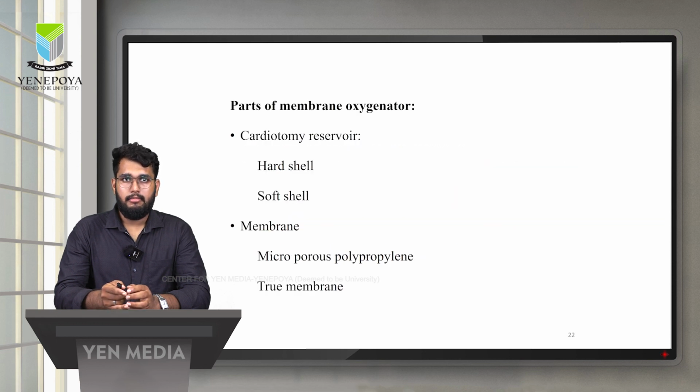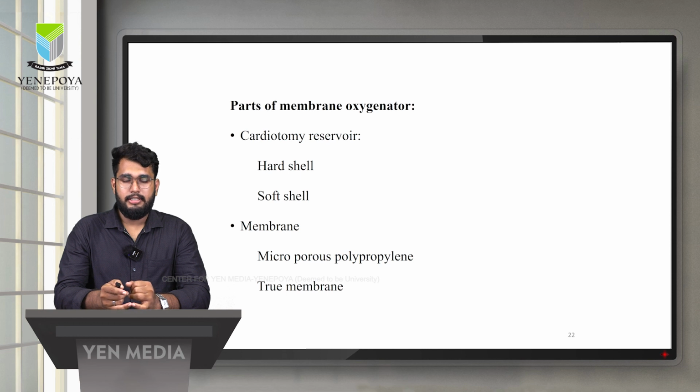So these membrane oxygenators have two main parts. The first one is the cardiotomy reservoir and the second one is the membrane. The cardiotomy reservoir is the part where the whole blood is stored. It can be classified into mainly two types, hard shell reservoir and soft shell reservoir.